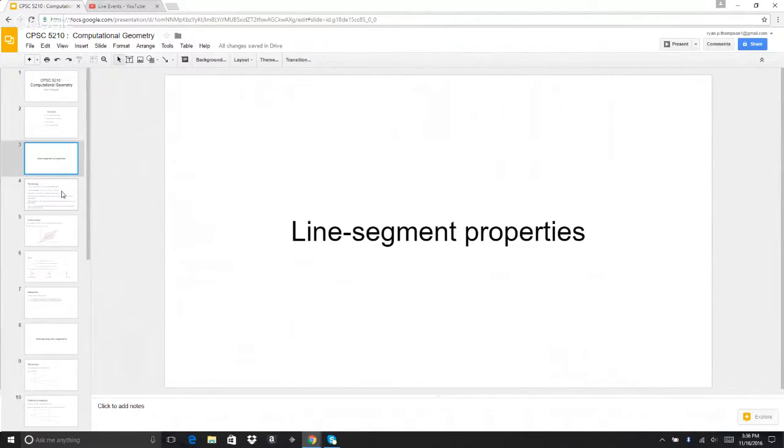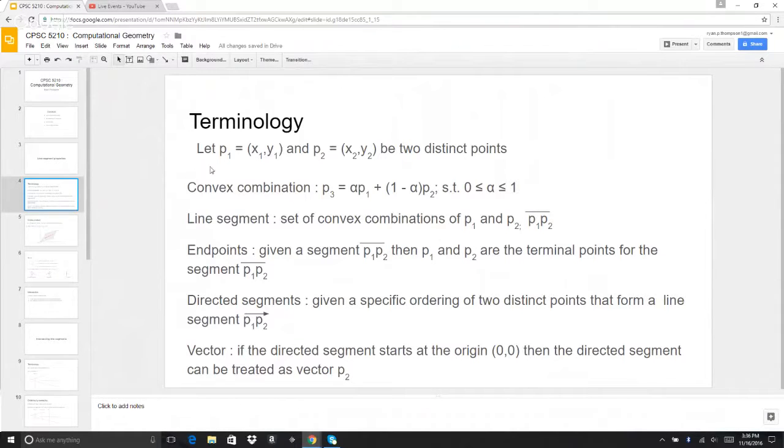Line segments. Here's some basic terminology. If you let P1 be denoted by x1, y1, and P2 be denoted by x2, y2, then you have defined two distinct points in a plane.